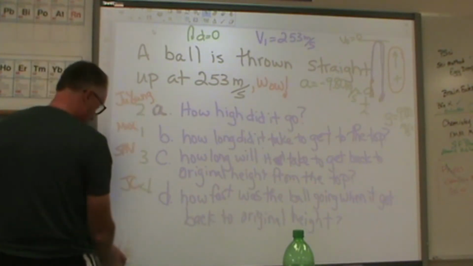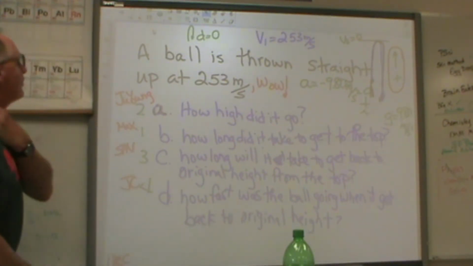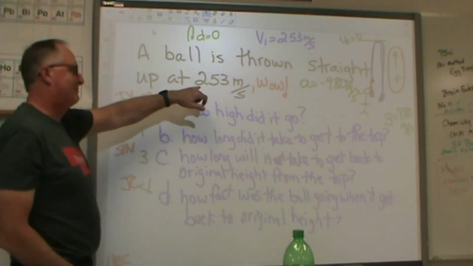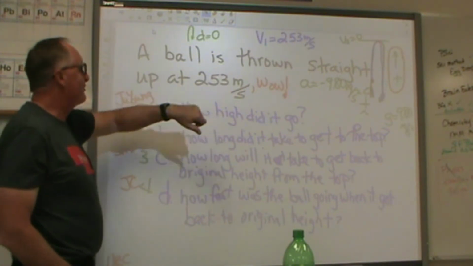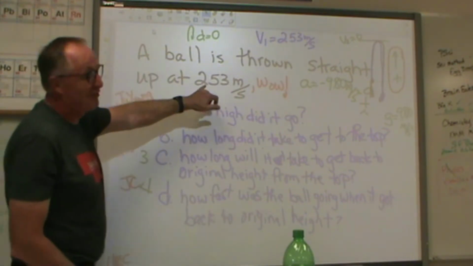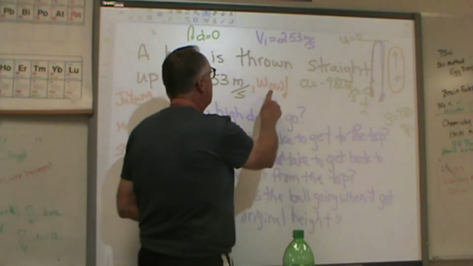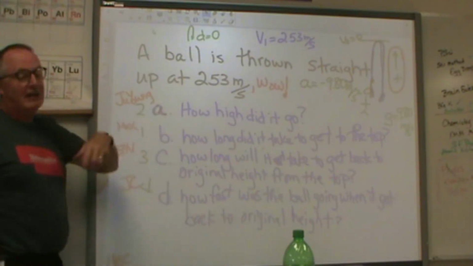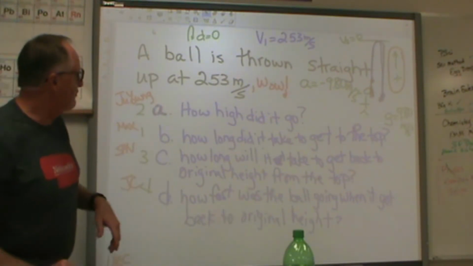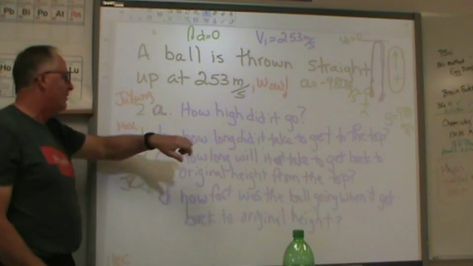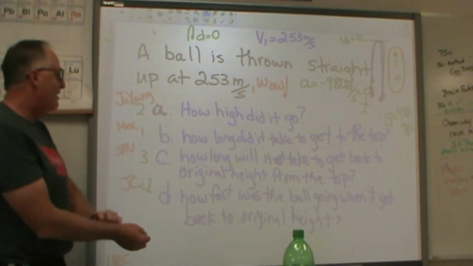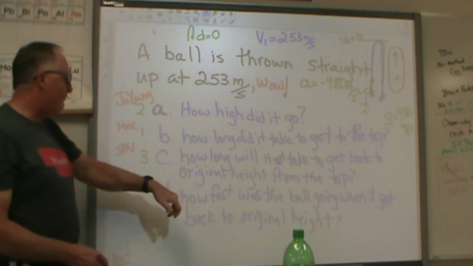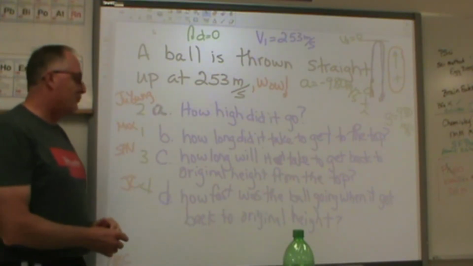All right. We have a problem that a ball is thrown straight up at 253 meters per second. Thank you, Ji Young. That's a very fast ball being thrown. Wow. Major league heat. And they're going to answer, and you can pause the video and answer along with them. How high did it go? How long did it take to get to the top? How long will it take to get back to the original height from the top? And how fast was the ball going when it got back to the original height?